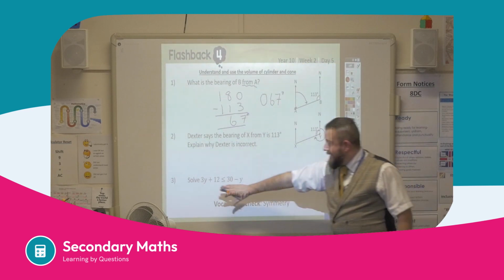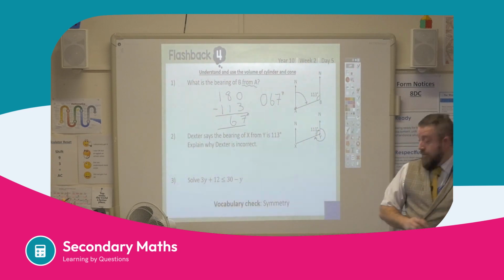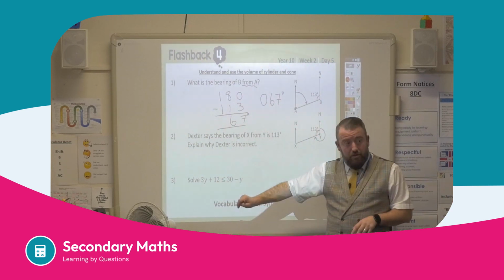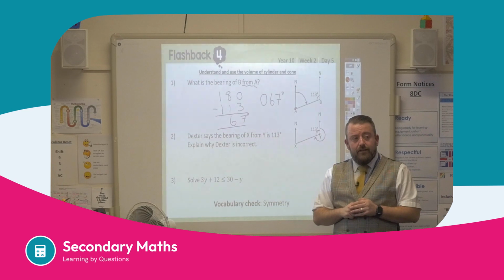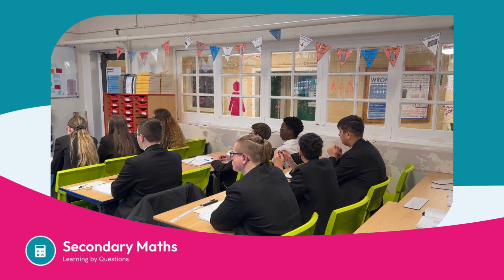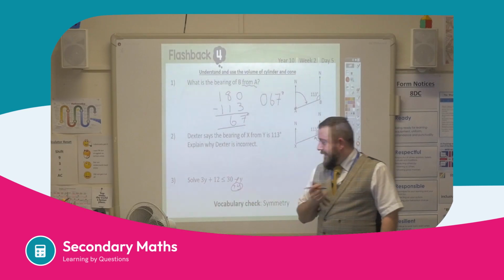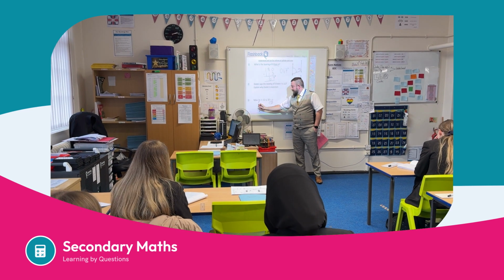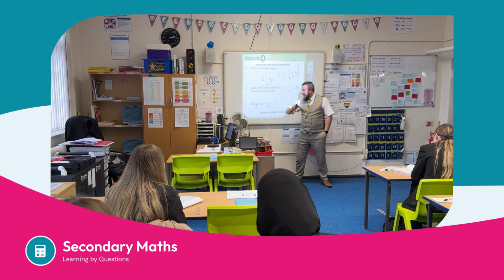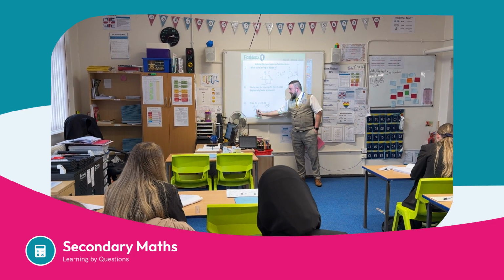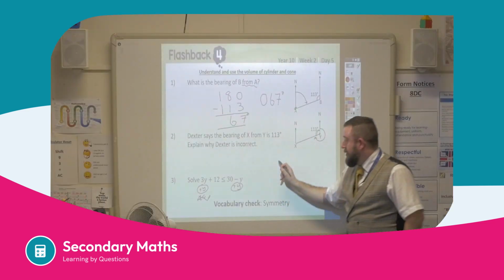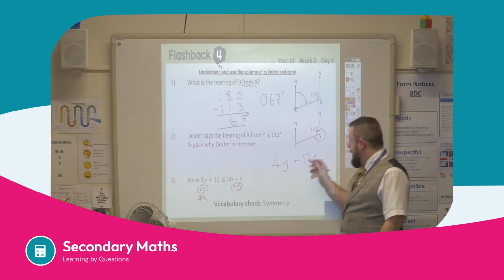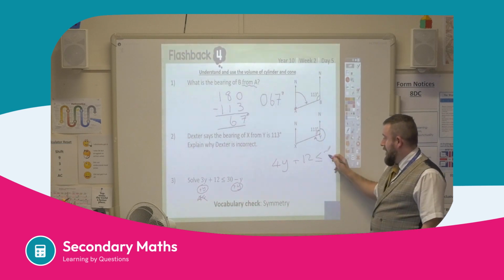So, what do I need to get rid of first? The 3y or the minus y? Well done. We always get rid of the smallest. How do I get rid of that minus y? I do indeed. I add y. What I do to one side, I have to do to the other, so add y. Okay, so that gives me 4y. I'm just going to throw it up here because I'm running out of room. 4y plus 12, because we didn't do anything with that, is less than or equal to 30.